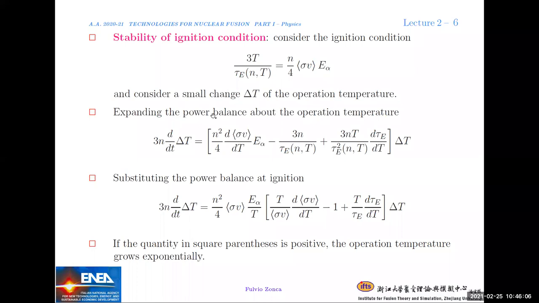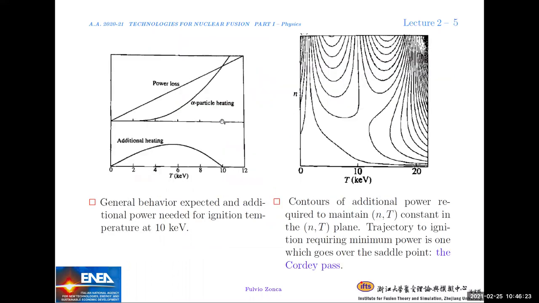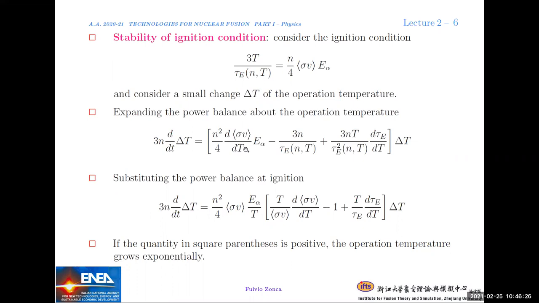So if we expand the power balance about the operation temperature, assuming that the density is fixed, of course we have 3N d/dt delta T, which is essentially the variation of the rate of change of the internal energy because of this shift in the temperature. And then we have to take the other terms. One of them will be N squared over four, the derivative of the reactivity with respect to T times delta T.